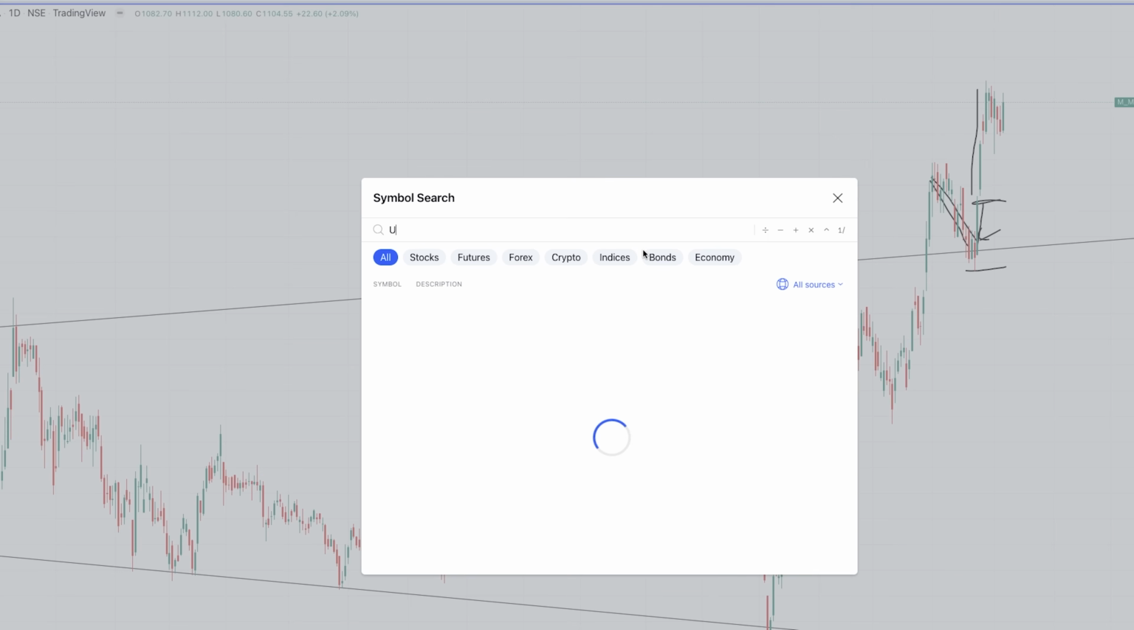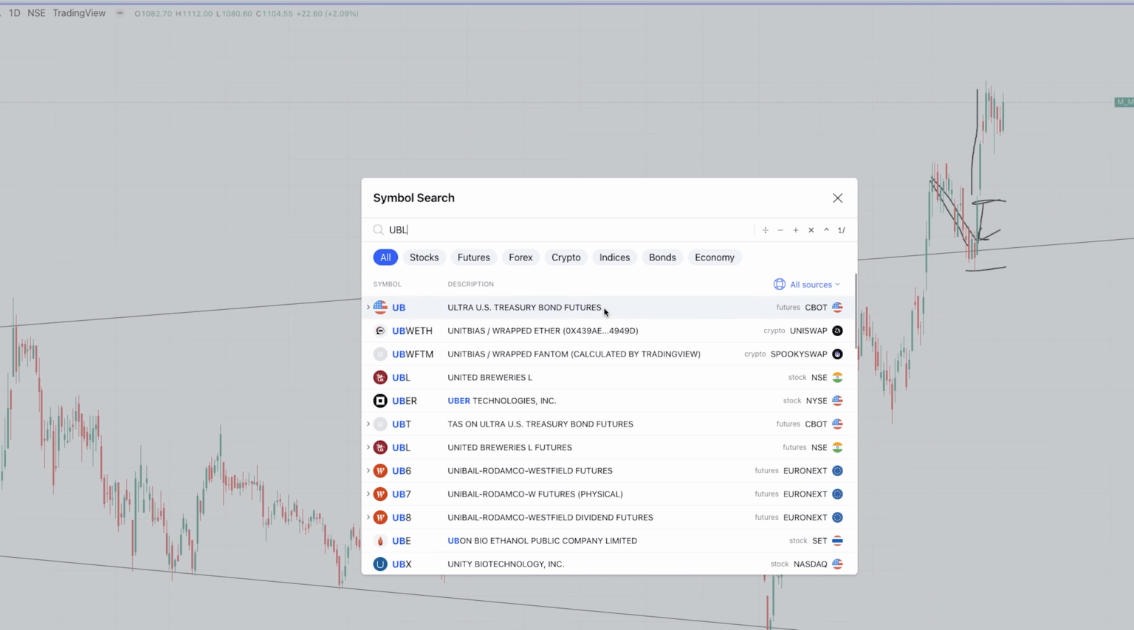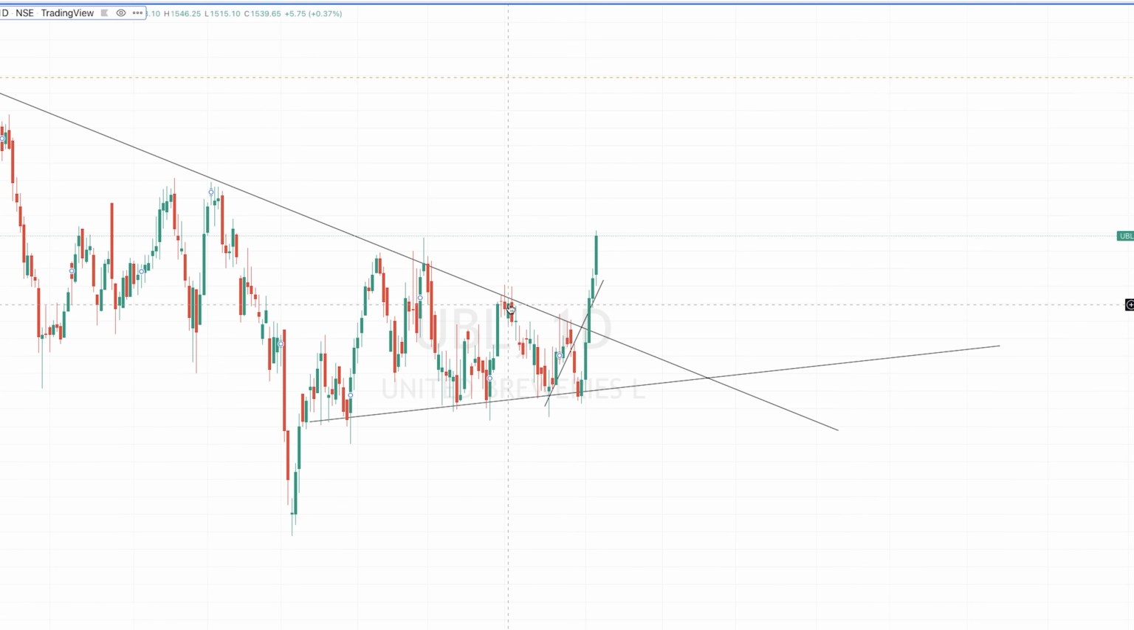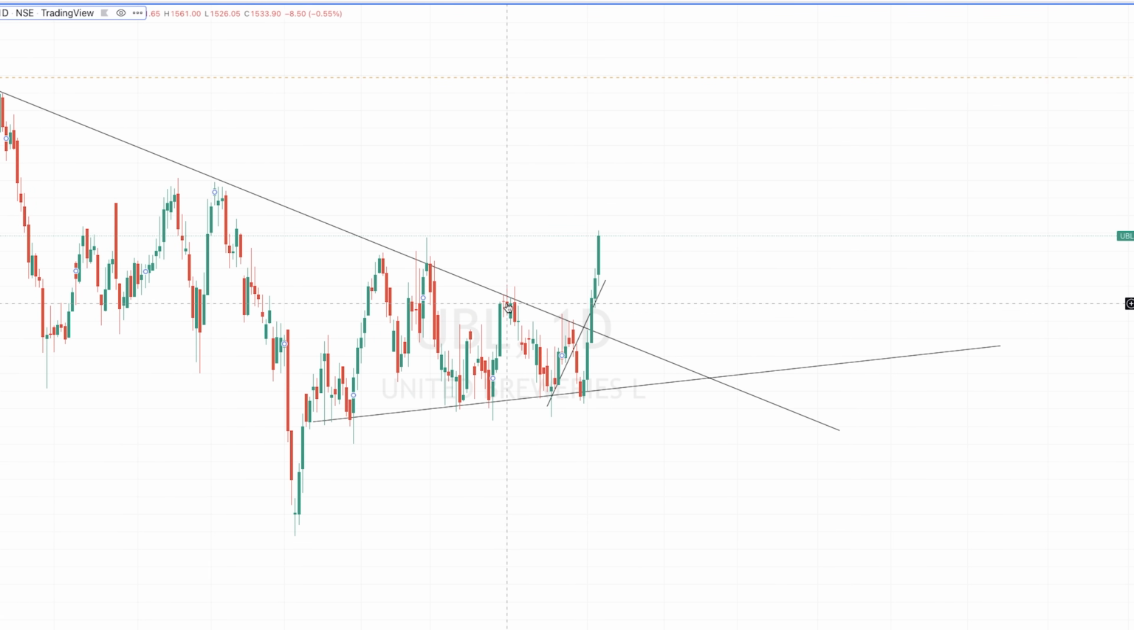We have been closely following this stock for a very long time. For example, I spotted this during this area, but the breakout never happened, and then it took support again. You had two options here: you can either enter here or after the breakout. I would suggest entering here because your stop loss is very minimal, and even if it is a breakdown, it's just a small stop loss.